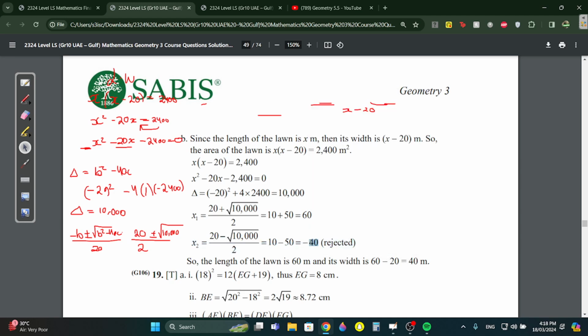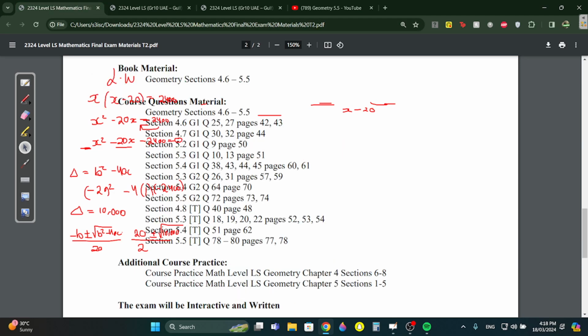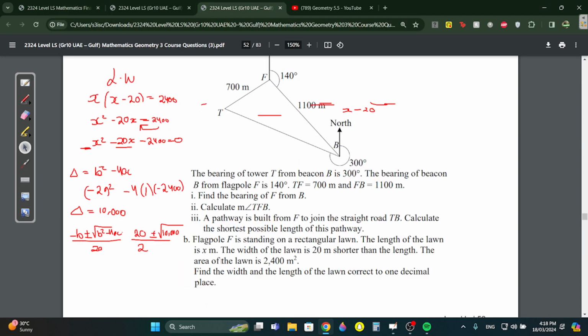Of course, negative 40 is rejected, because you can't have a negative length. So 60 will be our x. Our length is going to be 60.